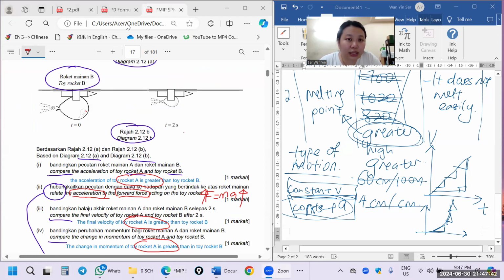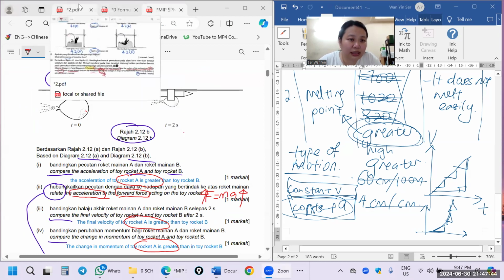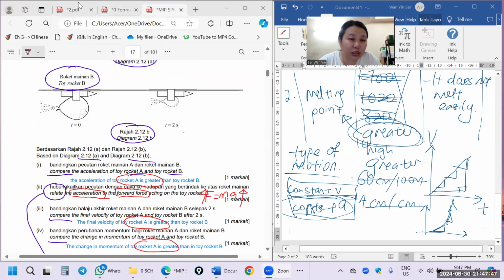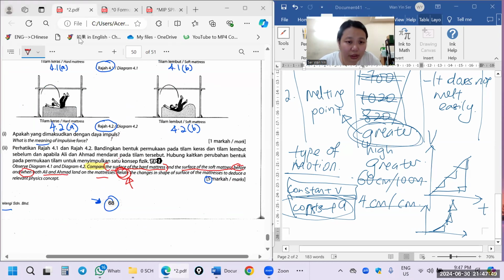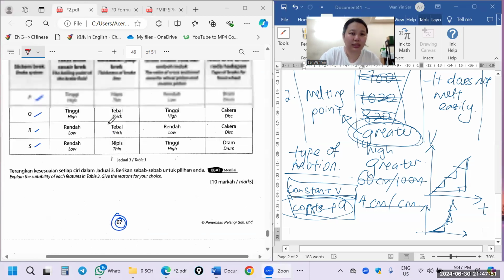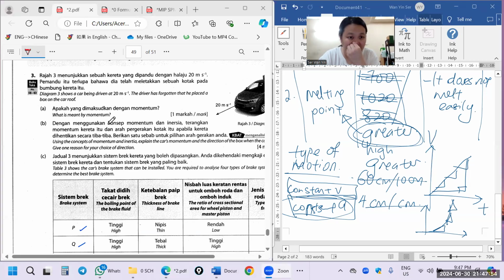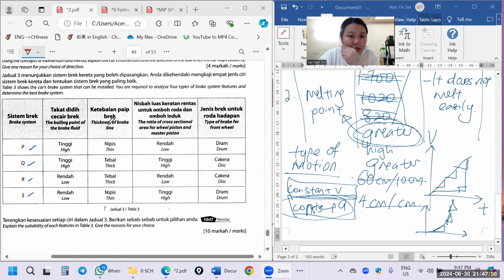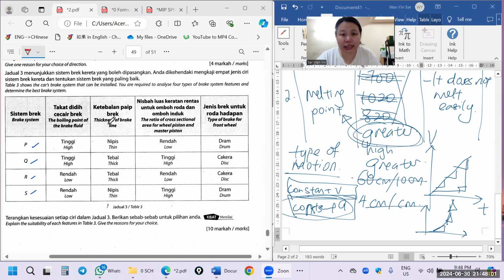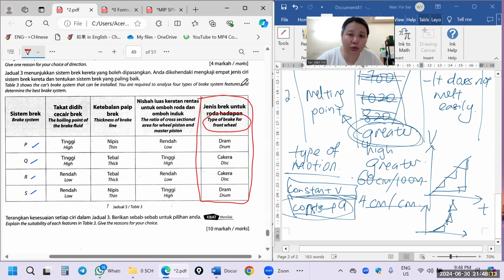Teacher, for Pelangi book, page 67, number 3C. Does that relate to syllabus? Page 67, number 3C. Yes, related. Oh, okay. Type of brake. Actually, this one is more suitable to put in Form 5. I don't know why they put it in Form 4.